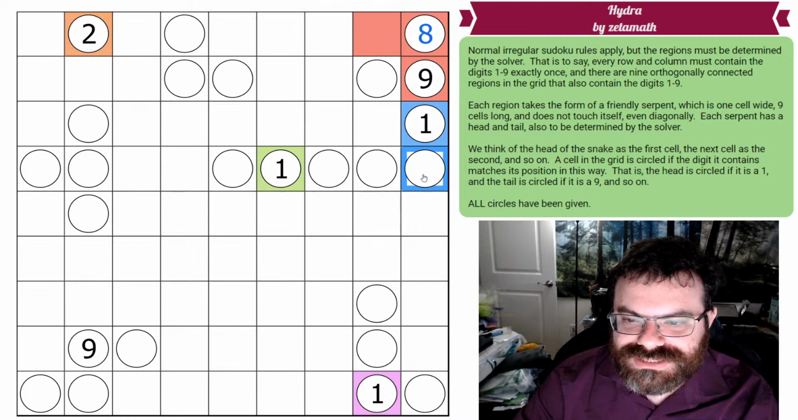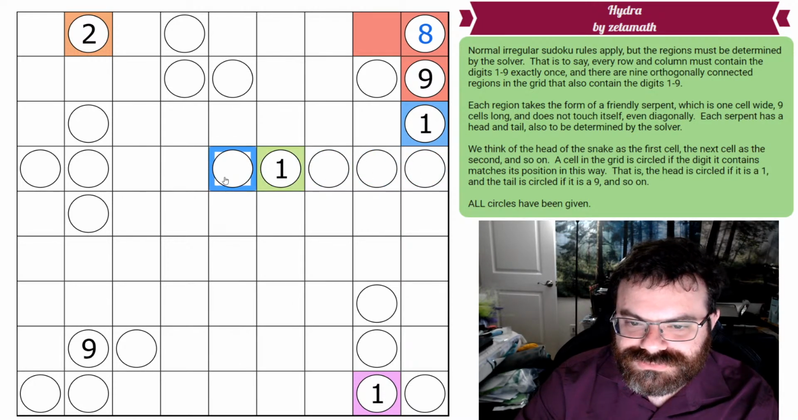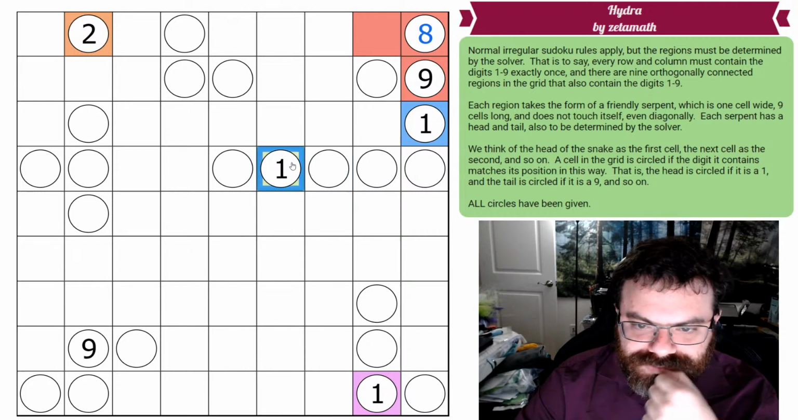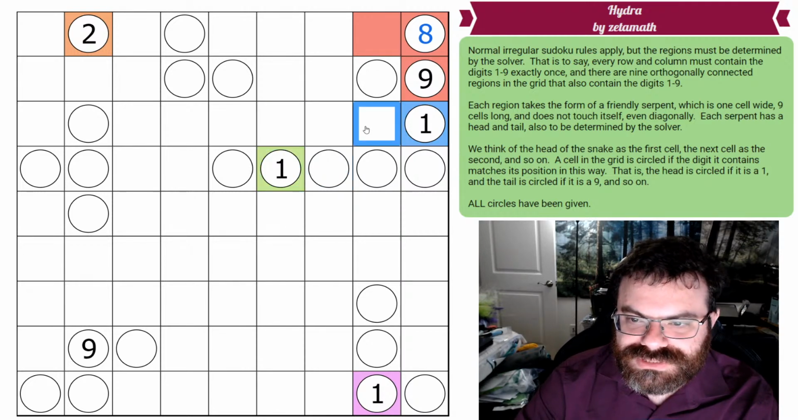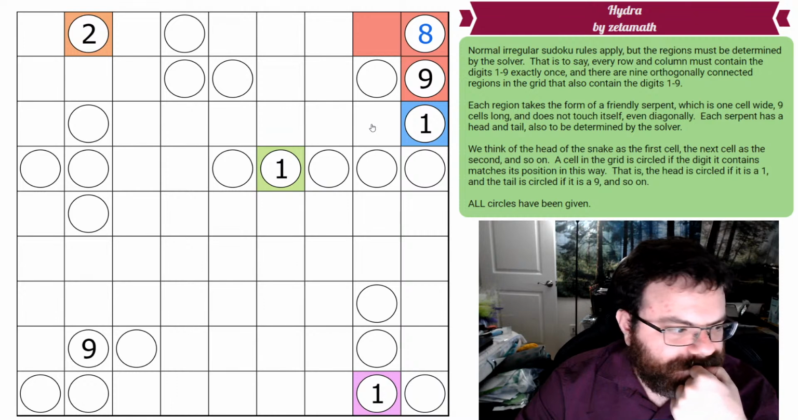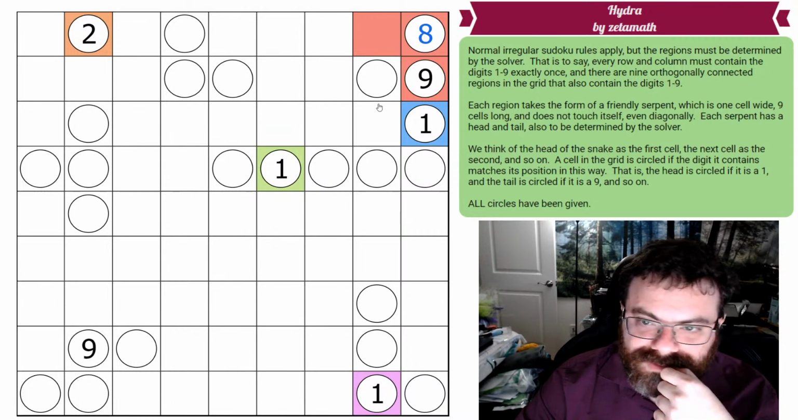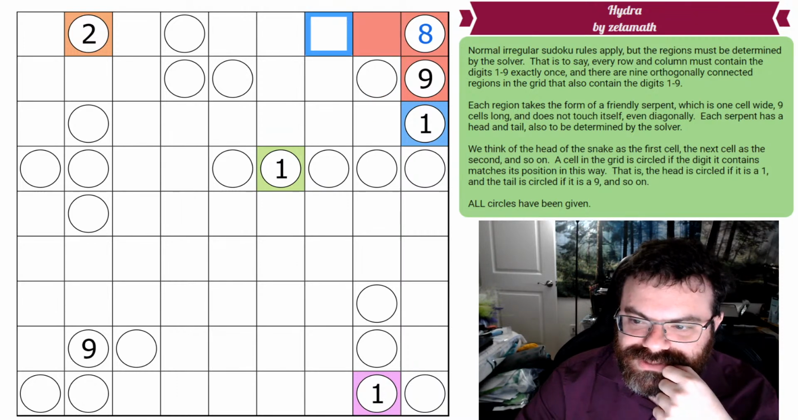Only one of these can continue to this row. So either this one goes up or down, or this one goes left. Yeah, it has to keep going.